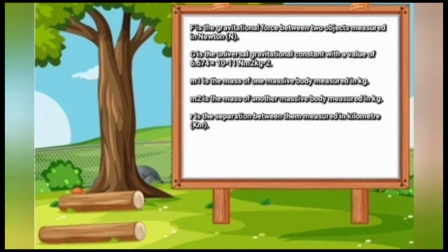where F is the gravitational force between the two objects measured in Newton. G is the universal gravitational constant with a value of 6.674 into 10 power minus 11 Newton meter square per kg square. M1 is the mass of one massive body in kg. M2 is the mass of another massive body measured in kg. R is the separation between them measured in kilometer.